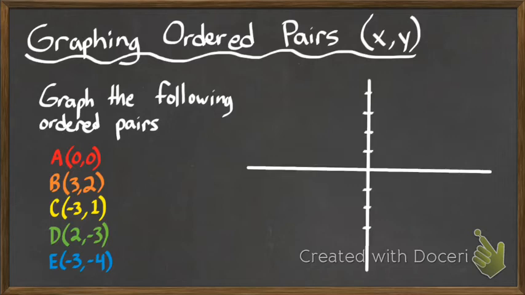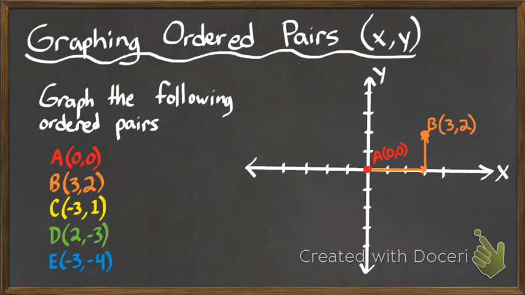Okay, so we need to draw ourselves a nice little coordinate plane, and we already know that point A goes at our origin because it has coordinates 0, 0. Point B has an x coordinate of 3 and a y coordinate of 2, so it's going to go right 3 and up 2, so this is point B. Point C has an x coordinate of negative 3 and a y coordinate of 1, so it's going to go left 3 and up 1, so this is point C.